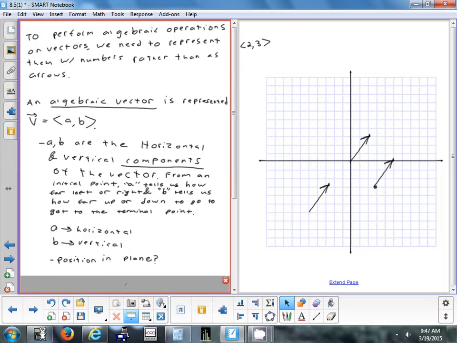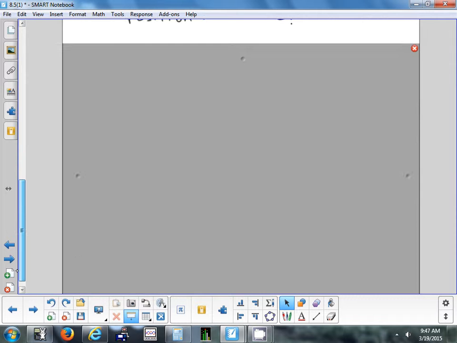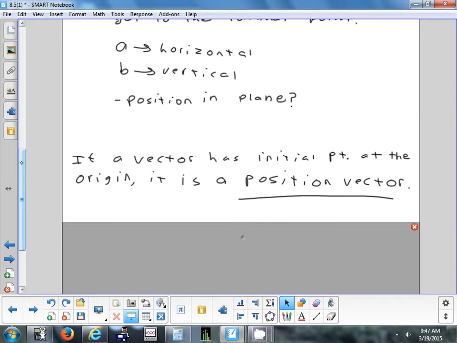All right, so again, A tells you the horizontal component, B tells you the vertical, but it doesn't tell you where to put it. Put it wherever you want, as long as it starts 2 units right and then 3 units up, that's where it ends. If the vector does start at the origin, if its initial point is at the origin, it's called a position vector. On that other page I had up, there was only one position vector. Everything else didn't start at the origin.